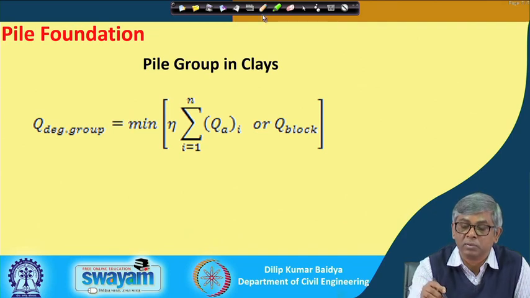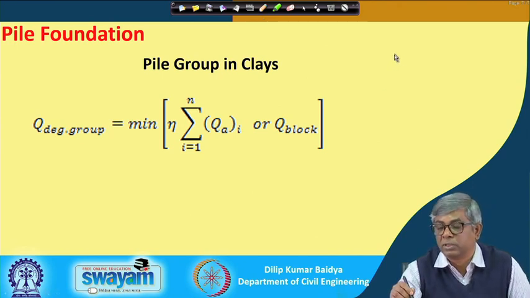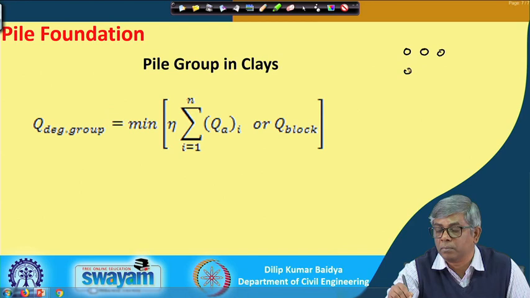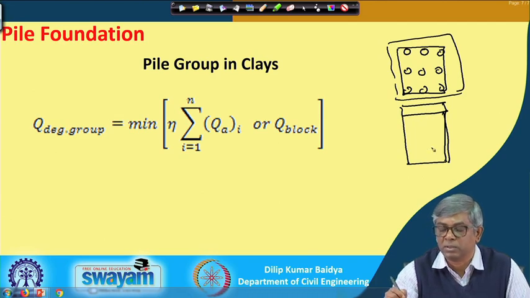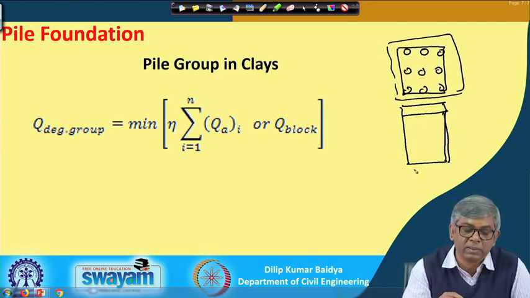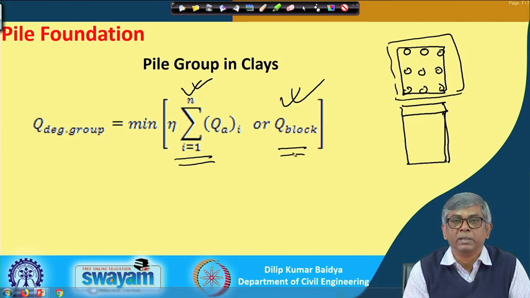And then we have also shown group capacity Q block. This is the block we have considered, the pile cap may be somewhere here, but this is the block we have considered. So, this one is based on individual pile failure, and this is based on block failure. I will calculate both, and finally I will compare, and the smaller one is to be recommended.